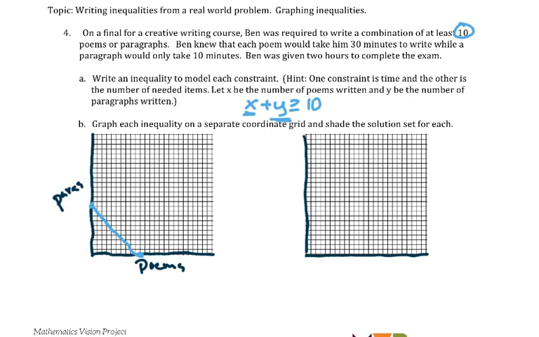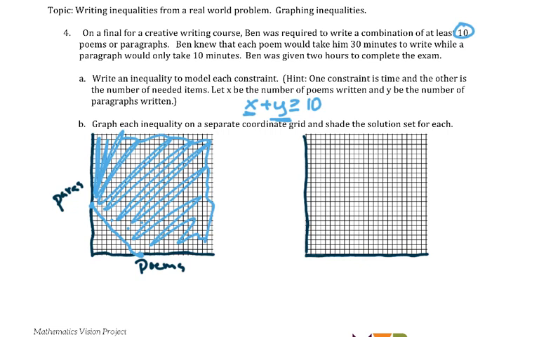That line would represent if I only did 10. But what if I did more? That would represent these points here. So really, any of these points beyond my line would work for that.